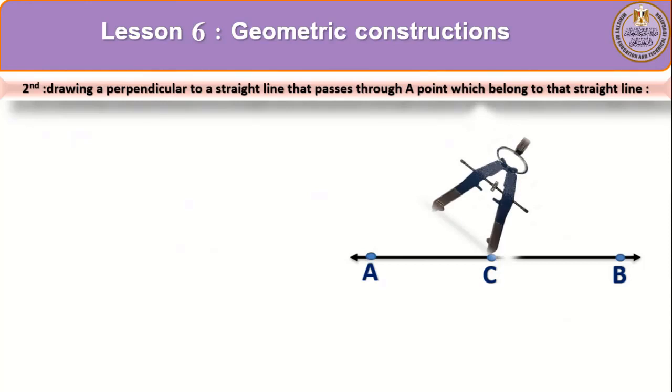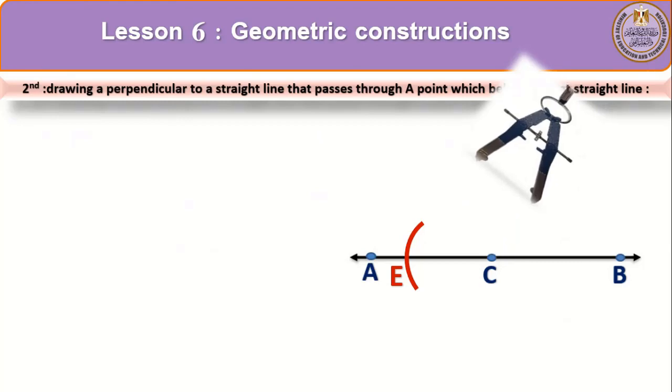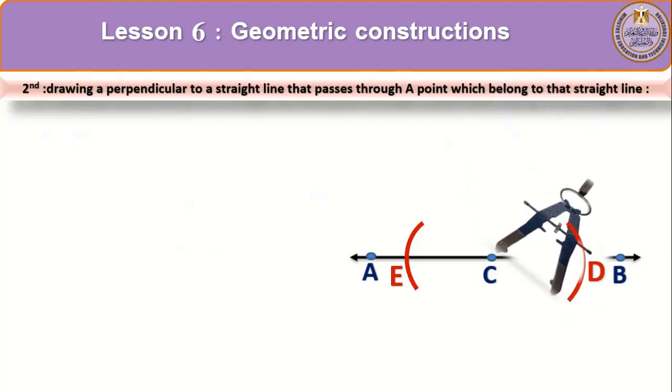We will use our compass to stand with the metal point at C, then draw an arc intersecting the left side at point E and the right side at point D, as shown in the following figure.